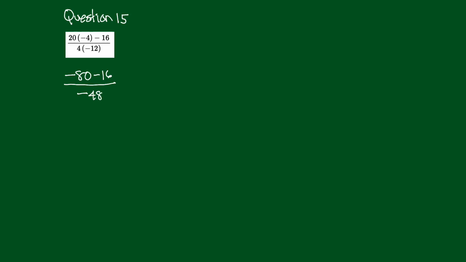And now, what about the top? I'm down 80, I lose 16. So 80 plus 16 is 96, and it's going to be negative. So I get a negative 96 over negative 48. How convenient. Negative divided by negative is positive. 96 divided by 48 is 2.